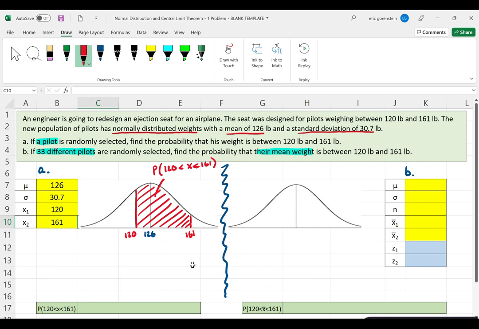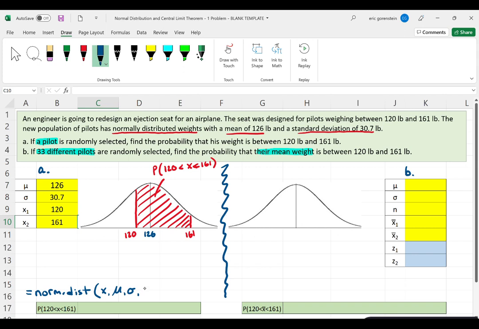Now we don't have to convert these X values to Z-scores. We don't need to standardize this distribution because we're using Excel. And Excel has a function for area under the non-standard normal distribution. So we're going to be using equals NORM.DIST for normal distribution. We have to tell Excel the X value, the mean and the standard deviation of the population.